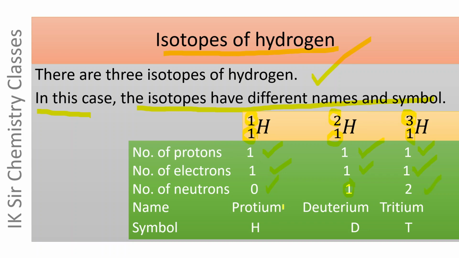This is protium, deuterium, and tritium. Their symbols are H, D, and T. Here also, tritium is radioactive. There are 3 isotopes of hydrogen: protium, deuterium, and tritium.